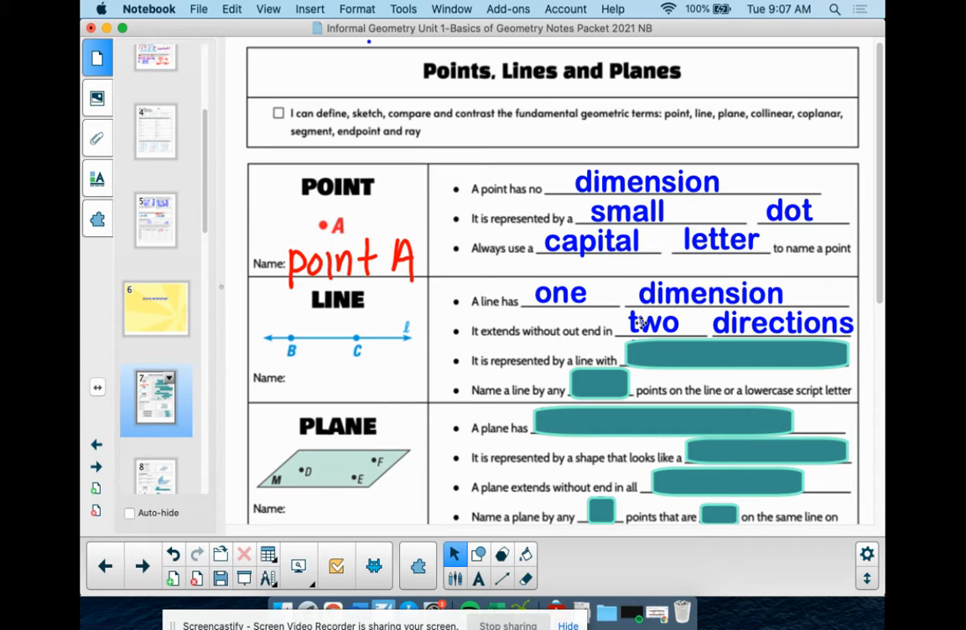When you draw a line, so you know it's a line, you put arrowheads at the end of it so you know it keeps going. Otherwise, it would just be a segment. So make sure you put those arrowheads like they have here on their line so you know it's a line.